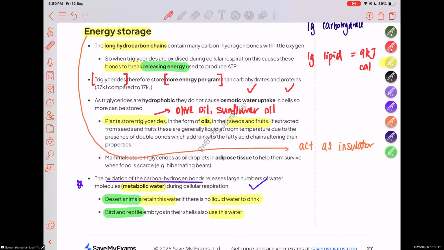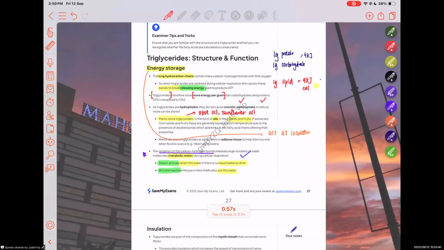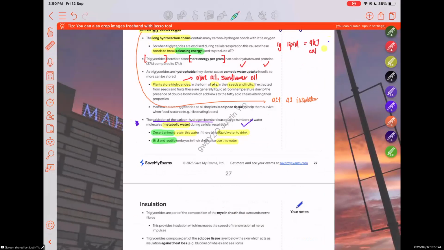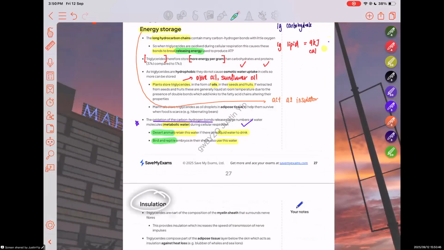Okay, so this is our energy storage. Here we have acting as insulation. So they are actually part of the composition of the myelin sheath.